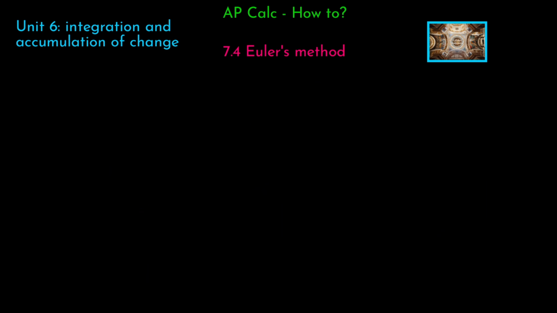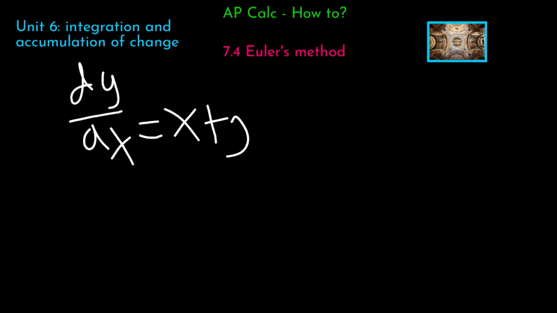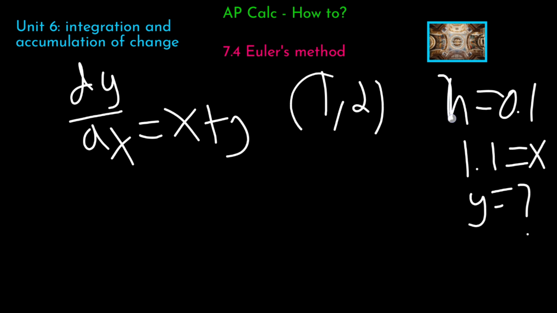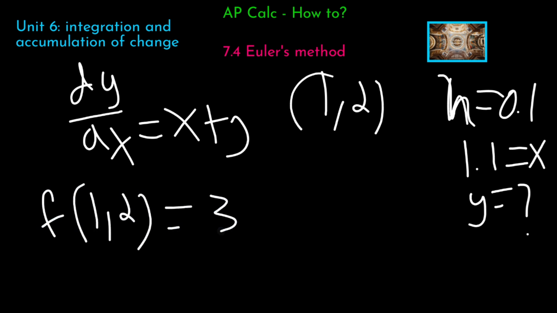Our first example is going to be our differential of dy over dx equals x plus y. Starting point, 1, 2. Step size, h equals 0.1. Estimate y at x equals 1.1. So what we're trying to do is, when x equals 1.1, what does y equal? That's what we need to get to. So, compute the slope at 1, 2. f of 1, 2 equals 3. Right? Plug it into here.